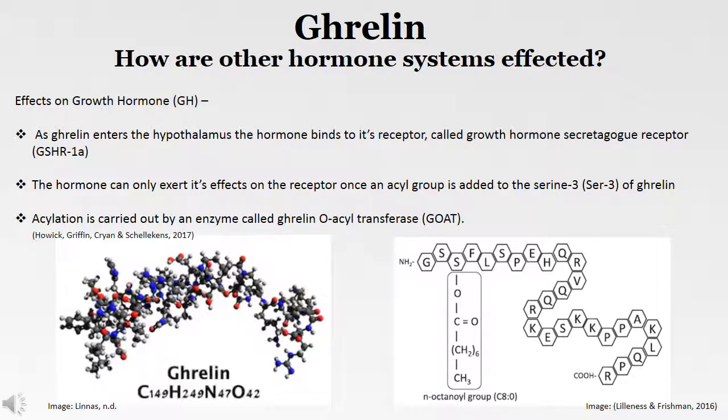Probably the largest effect ghrelin has on another hormone system is its interaction with growth hormone. Ghrelin enters the hypothalamus and binds to its receptor, growth hormone secretagogue receptor. Ghrelin activity can only be exerted on this receptor once an acyl group is added to the serine 3 of ghrelin. Acylation occurs due to an enzyme called ghrelin O-acyl transferase, or GOAT.